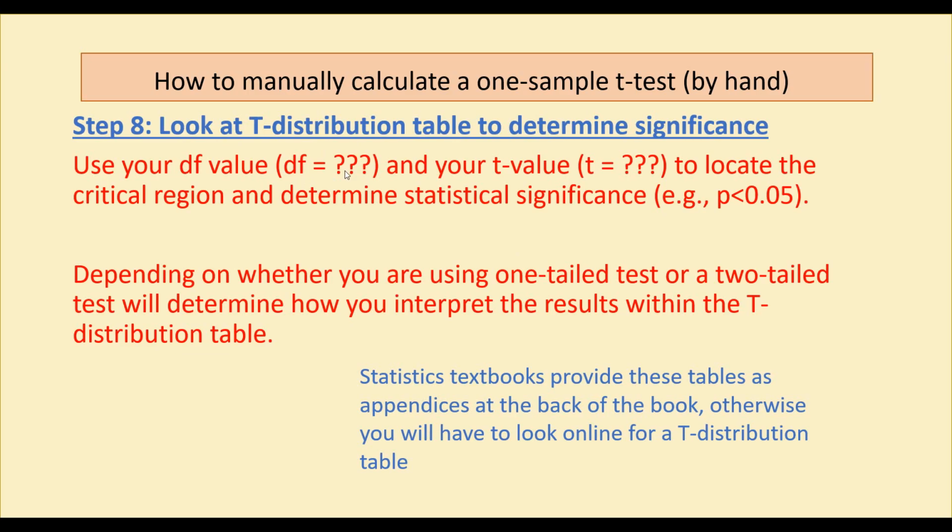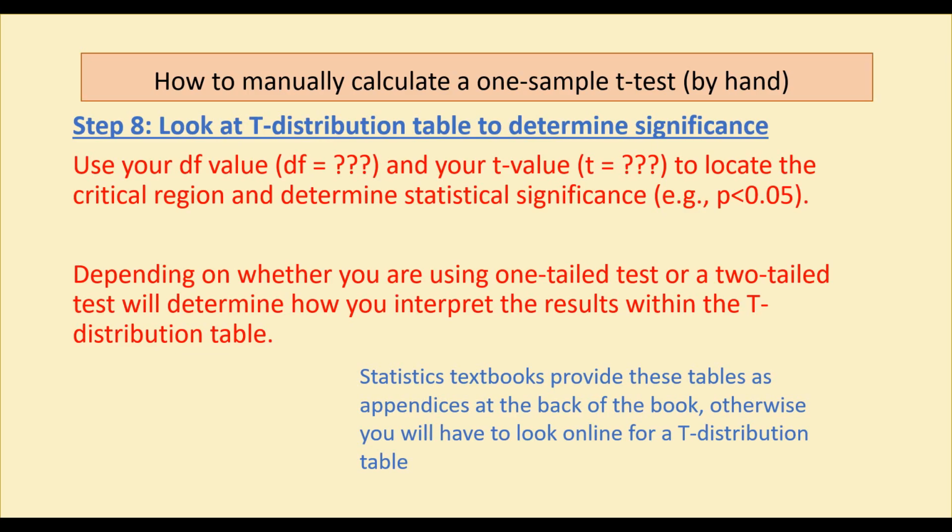You're going to have to use the degrees of freedom plus your t-value and locate them, because there's going to be a region within the table. It's called a critical region. If your t-value is greater than that critical region at whatever your degrees of freedom is, then you can determine whether the result is or is not significant. Usually if it's larger or past the critical region, it's significant. If it's lower or not within the critical region, it's not significant. But once again, this is also going to depend on whether you're using a one-tailed or two-tailed test.